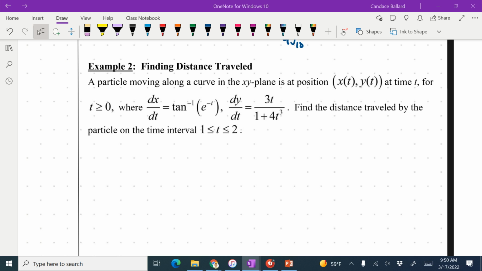Okay, what are they asking us to find? Distance traveled. What does distance traveled mean when we're in a parametric problem like this? It means arc length. It's a fancy way to say, hey, find the arc length of that thing.